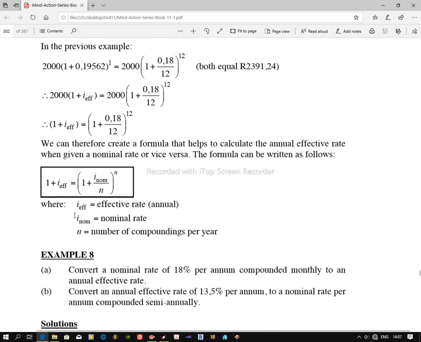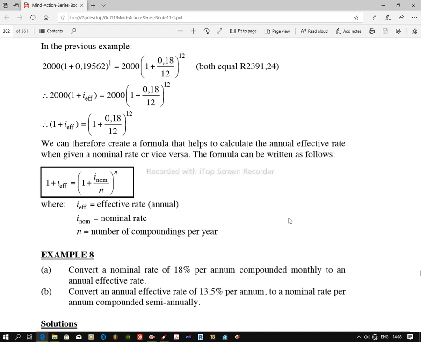You see, i effective represents the effective rate annually, and then i nominal represents the nominal rate, and n is the number of compounding periods. Yes, you understand. So this formula is important, and you must know it because you are going to be using it throughout this concept. So I suggest that you must know it.